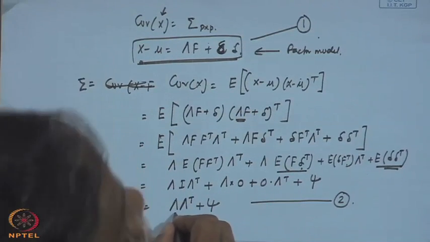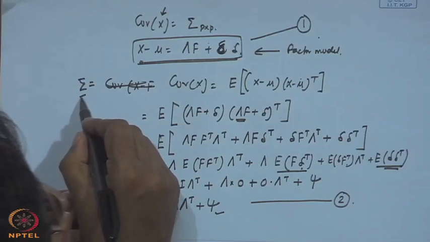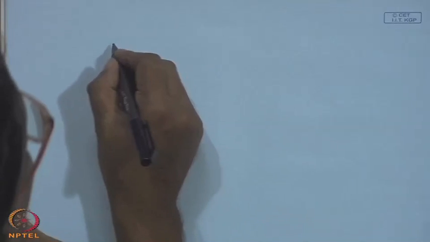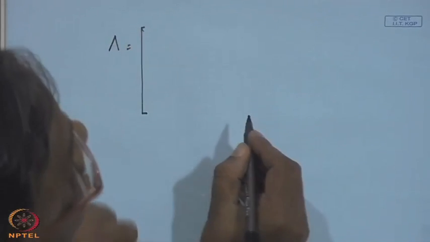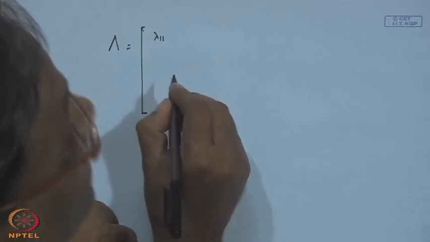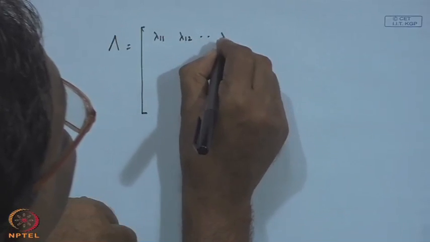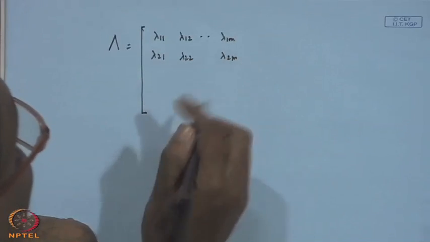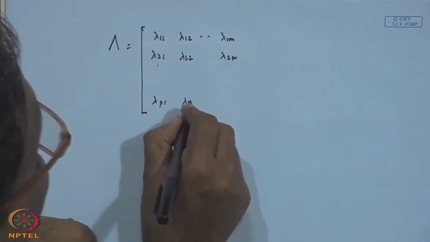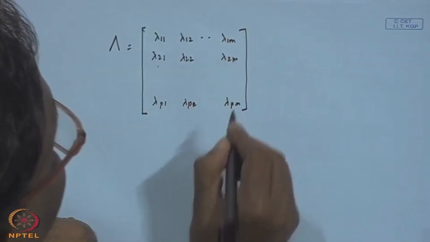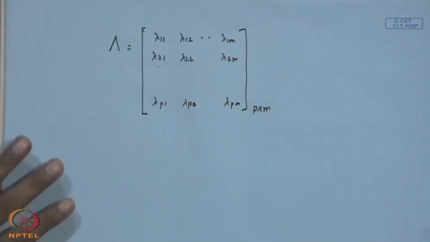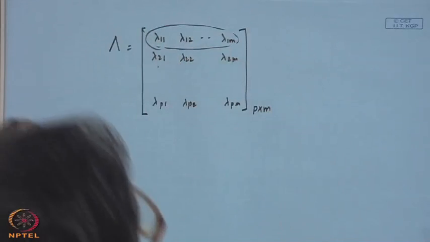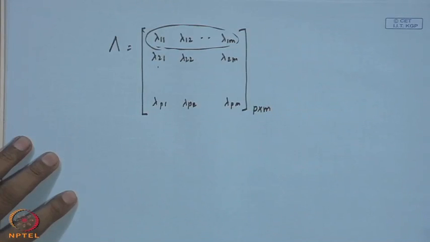So, that means if you know this capital lambda and then psi, you know this. Getting me? What is this capital lambda here? Can you remember what we have given? Lambda 11 f1, lambda 12 f2, like this, lambda 1m fm, lambda 21 f1, lambda 22 f2, lambda 2m fm, like this. So, this lambda part I am writing now: lambda p1, lambda p2, lambda pm. This one is p cross m matrix. What are these lambdas basically? They are termed as the loadings.